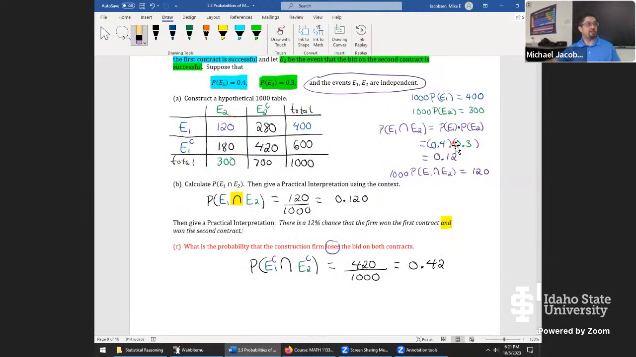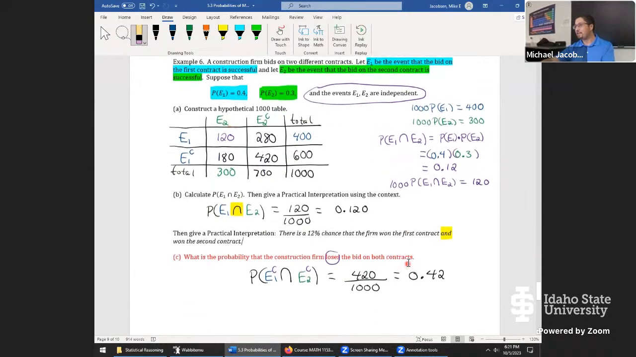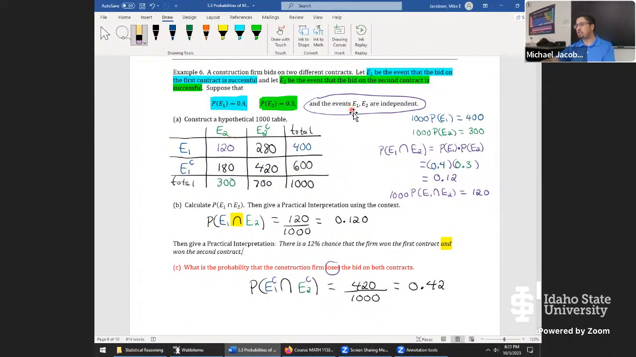Now let's try one last question. The last question is going to use independence again, but in a different sort of way. In Example 6, it just told us, it threw it at us, E1, E2 are independent. But occasionally we'll have problems where we kind of have to decide that for ourselves.